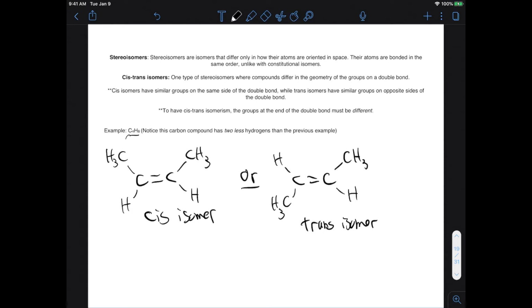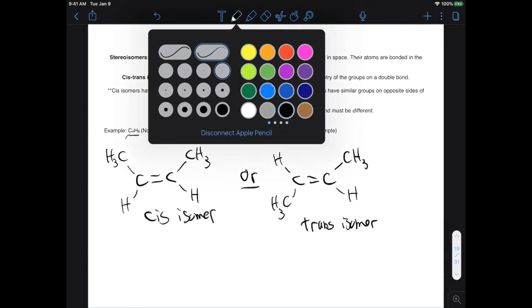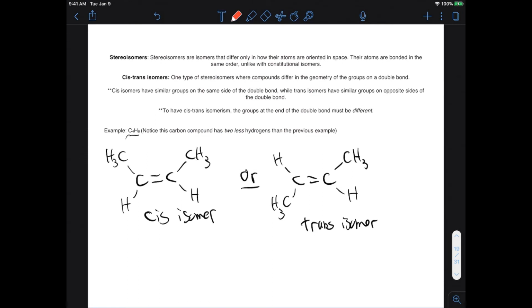So the atom connectivity is the same. You still have this carbon attached to this carbon attached to this hydrogen, this carbon attached to this hydrogen, this carbon attached to that carbon. So they're all the same. And it might not be a bad idea to number these. So numbering the carbons 1, 2, 3, 4, 1 is attached to 2, 2 is attached to 3, 3 is attached to 4. We could do the same with the hydrogens.